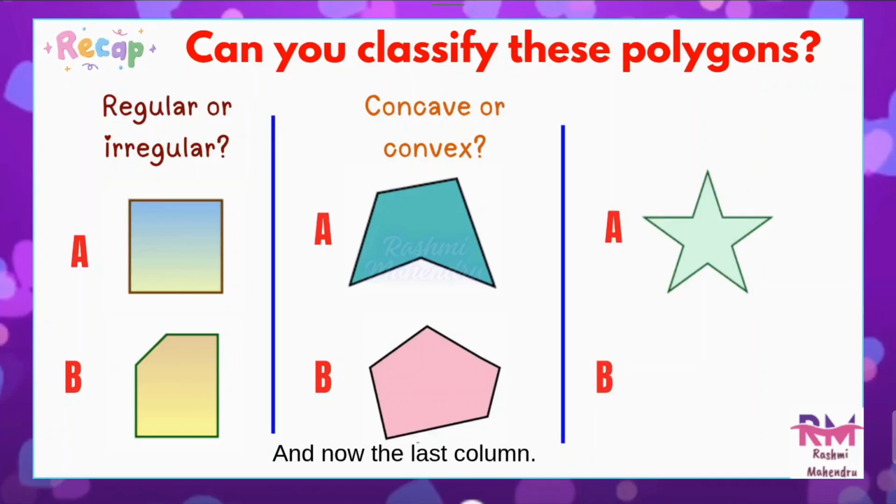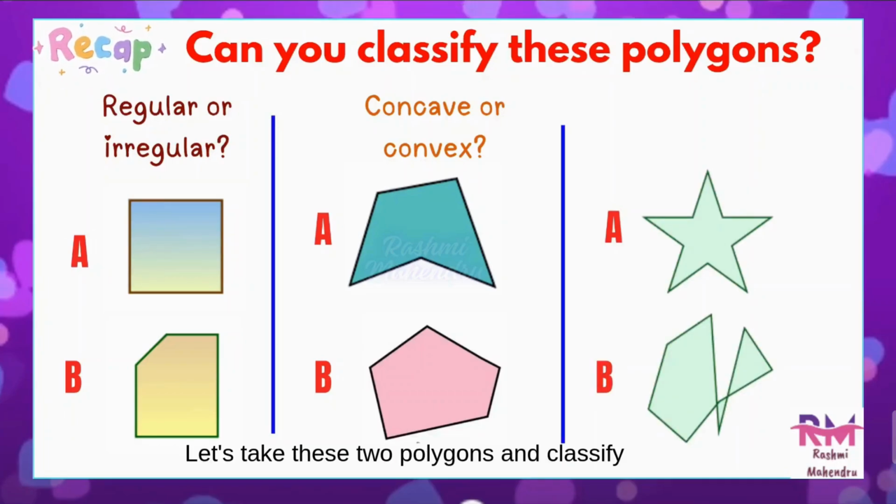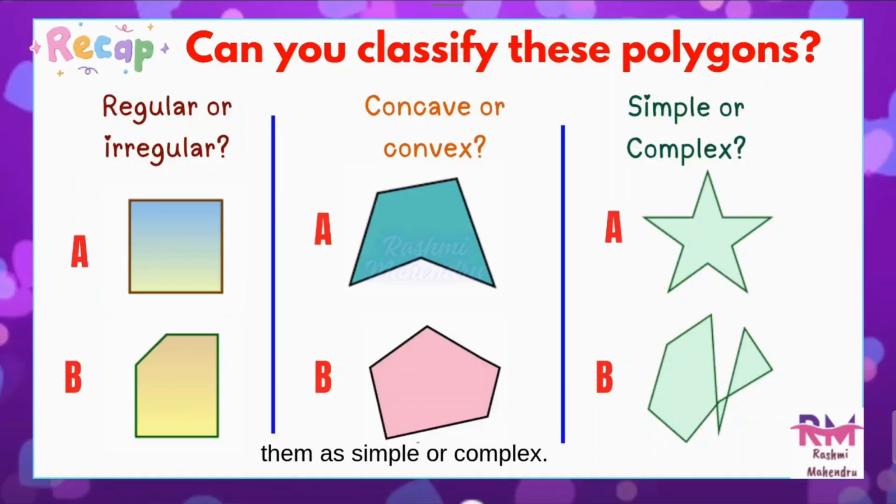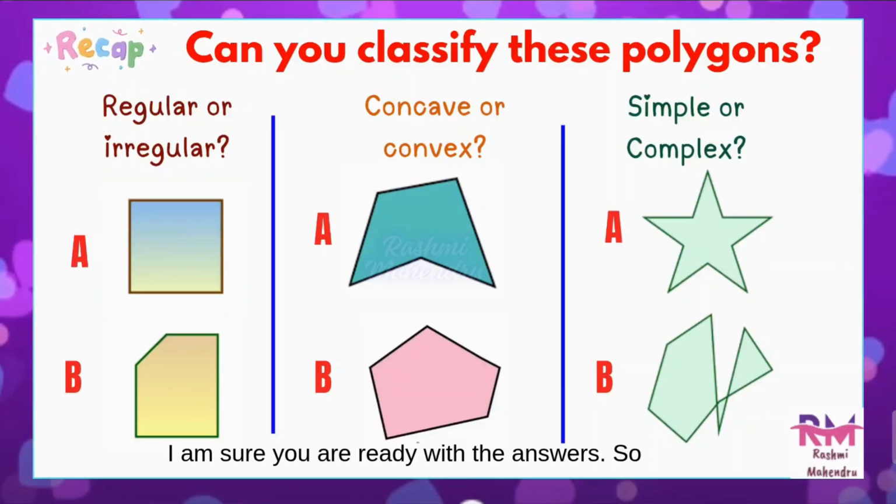And now the last column. Let's take these two polygons and classify them as simple or complex. I'm sure you are ready with the answers.